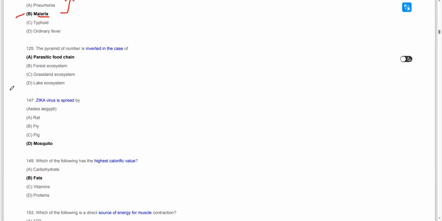Moving on to the next, the pyramid of number is inverted in the case of parasitic food chain. Pyramid is generally broad at the bottom and narrow at the top, but in the case of parasitic mode of nutrition, it is inverted. The pyramid of number is inverted in the case of parasitic food chain.